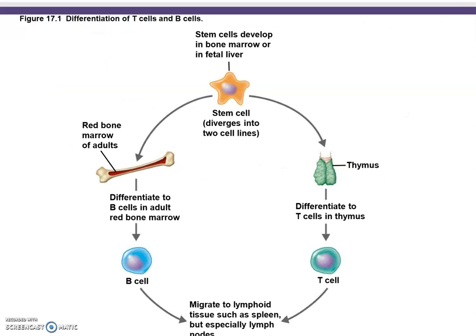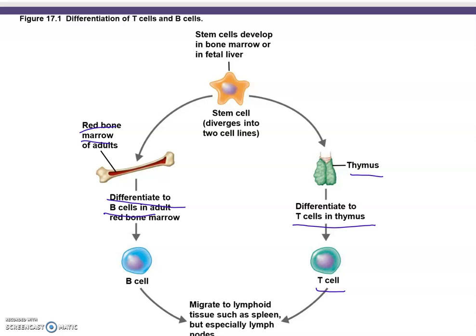Here's a diagram that shows you the differentiation of T cells and B cells. They all start out with the stem cell, this hematopoietic stem cell. And then if you have a lymphocyte that wants to differentiate into either B cell or T cell, if it's going to be a B cell, you're going to go into the red bone marrow and then differentiate into B cells. If you're going to be a T cell, you're going to go to the thymus and then differentiate into the T cells in the thymus, and that's a mature T cell.